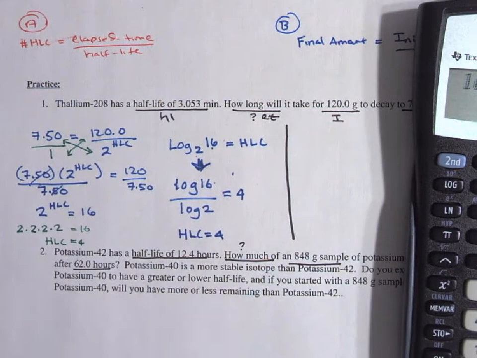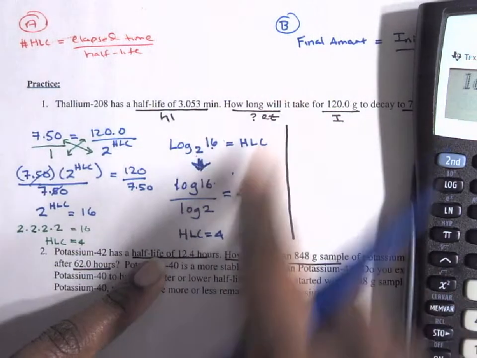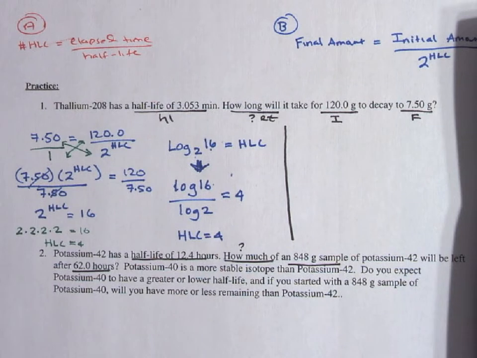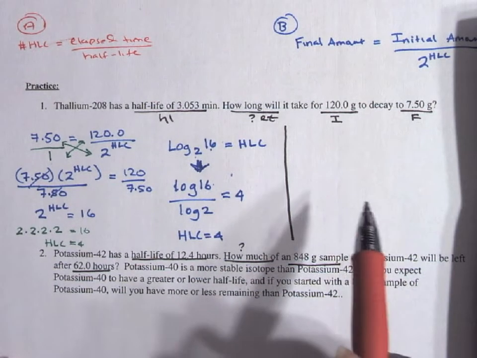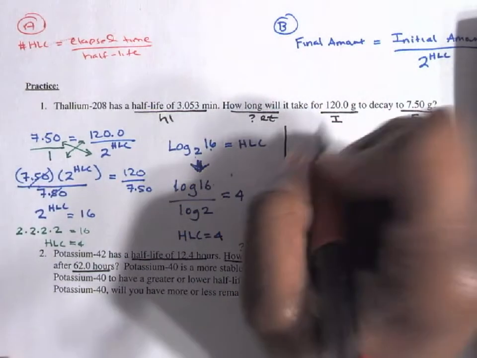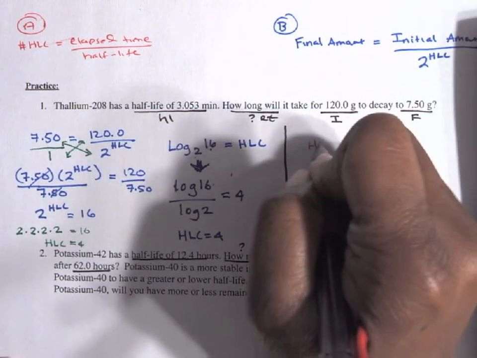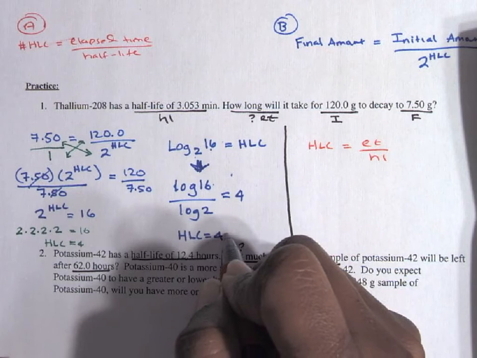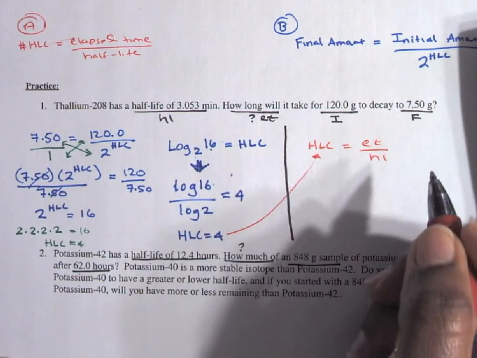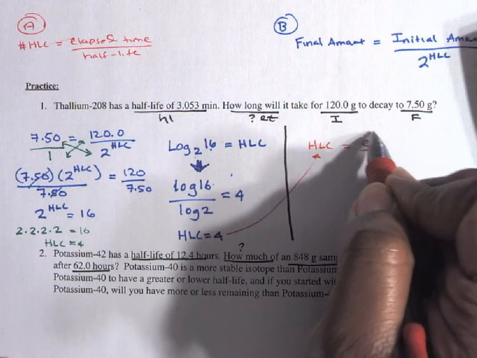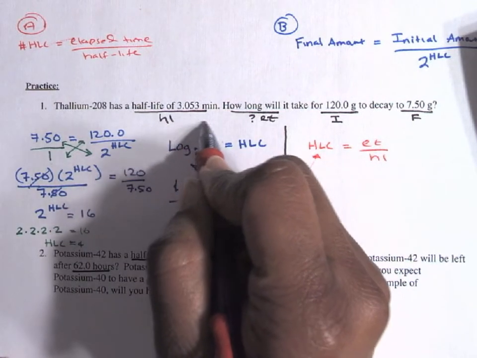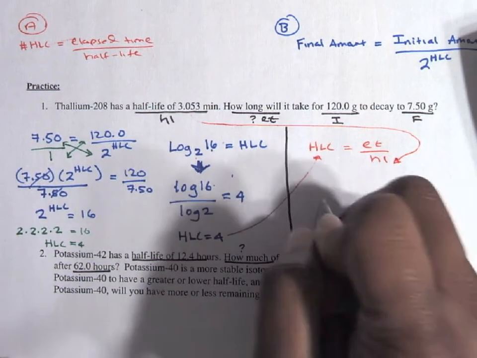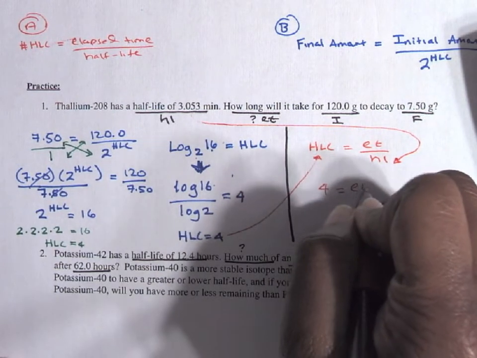Great. We're not done, because remember, we're using equation B to solve for HLC, and now we'll use equation A to solve for our find. So what will it look like when we plug in all of our information into equation A? In this case, we're given the HLC. I'm just going to rewrite the equation. We're given the number of half-life cycles, so that goes in here. My elapsed time is my unknown, so that's my question mark. And then the half-life they gave me is 3.053.